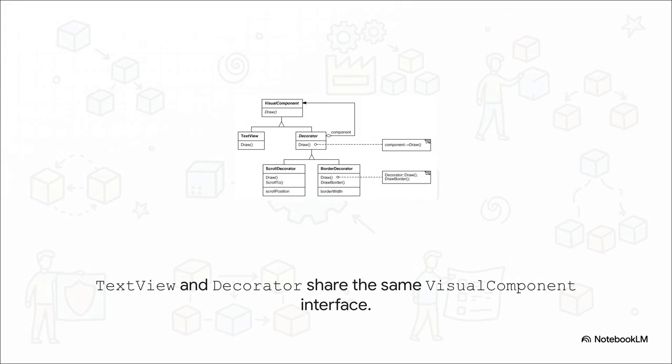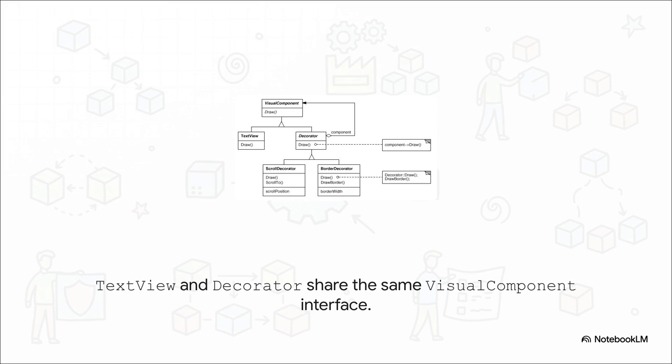So how does this magic actually work under the hood? Well, the secret is that the original object and all of its wrappers, the decorators, they all speak the same language. They share a common interface, a common blueprint. That means that to the rest of the application, they all look exactly the same. The decorator just adds its one special feature, like drawing a border, and then passes the rest of the work on to the object that it's wrapping inside.